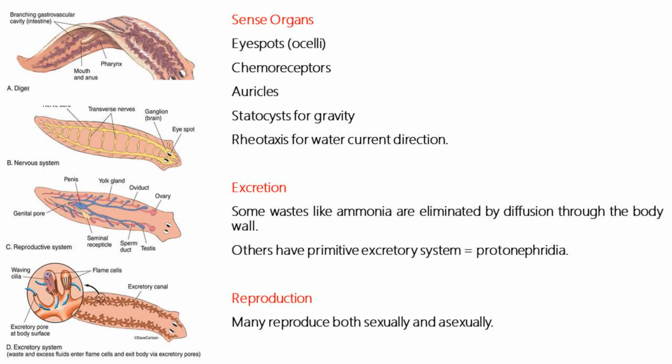Excretion. Some wastes, like ammonia, are eliminated by diffusion through the body wall. Others have a primitive excretory system or protonephridia, tubes closed at one end and exiting the body at the other end. Reproduction. Many reproduce both sexually and asexually.